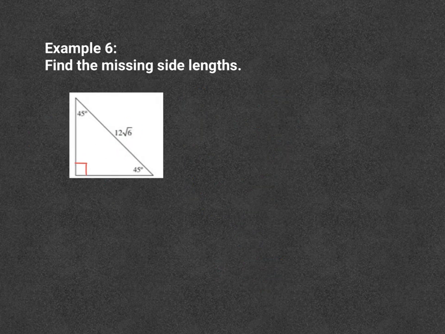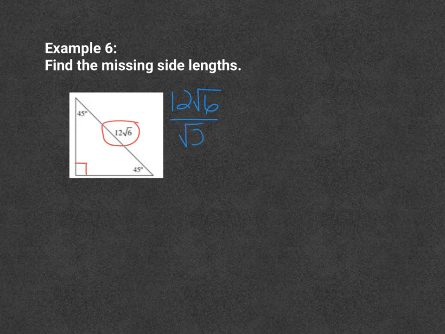Example number 6. Find the missing side lengths. I notice that both of my legs are missing, but I do have my hypotenuse, which is 12 root 6. Now in order to find the legs, we're going from hypotenuse to leg, so we're going to take our hypotenuse and divide by root 2. So my hypotenuse is 12 root 6, and we're going to divide by root 2.